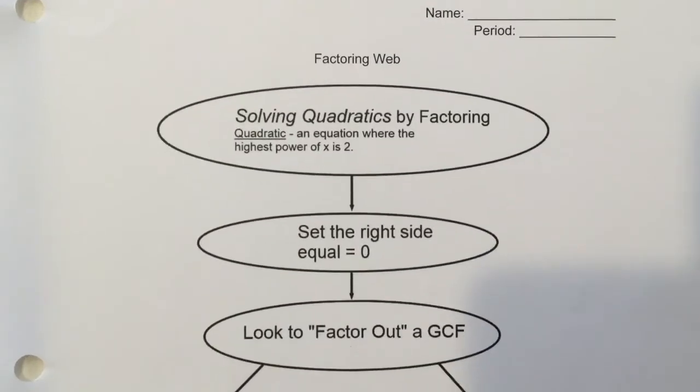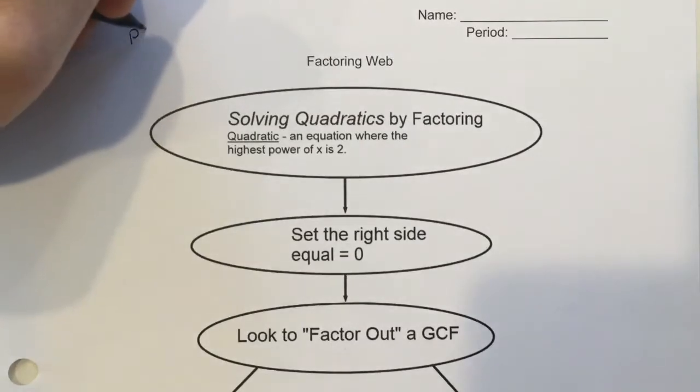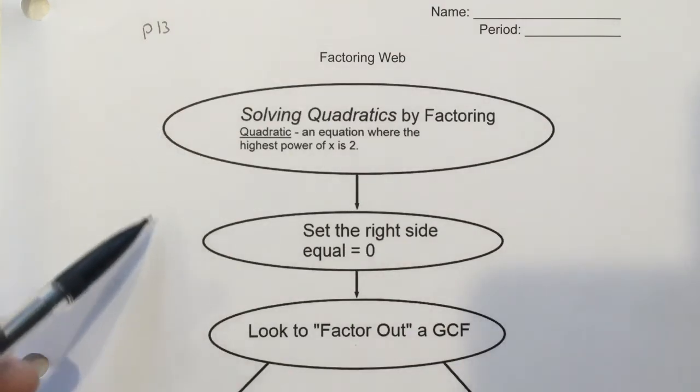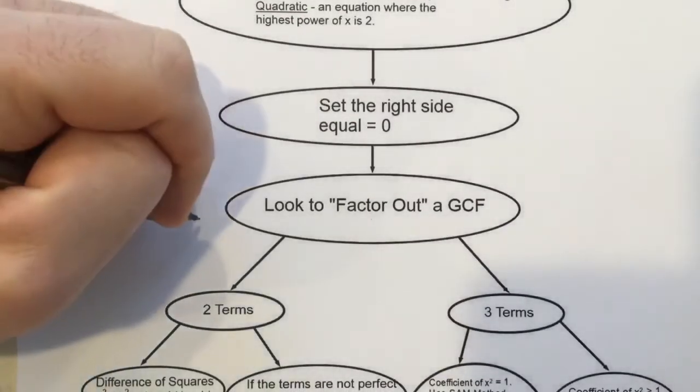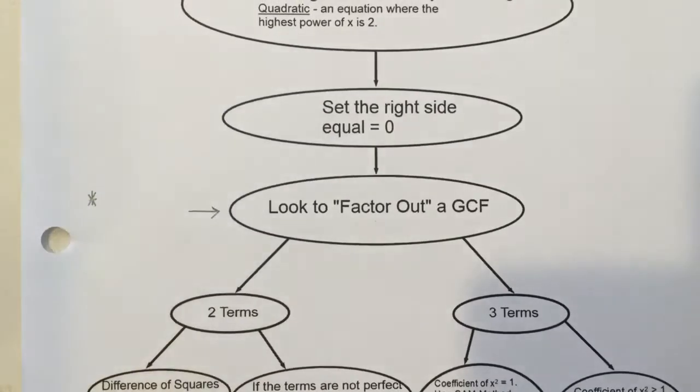All right, if you turn to page 13 is what we have called a factoring web or a factoring flowchart. And the factoring flowchart just helps your thought process as we get into more types of factoring. Eventually we're going to solve quadratics, which will be the next chapter. So for right now, where it says look for a GCF, just make a little note here. And this is what we're going to be in for this chapter.